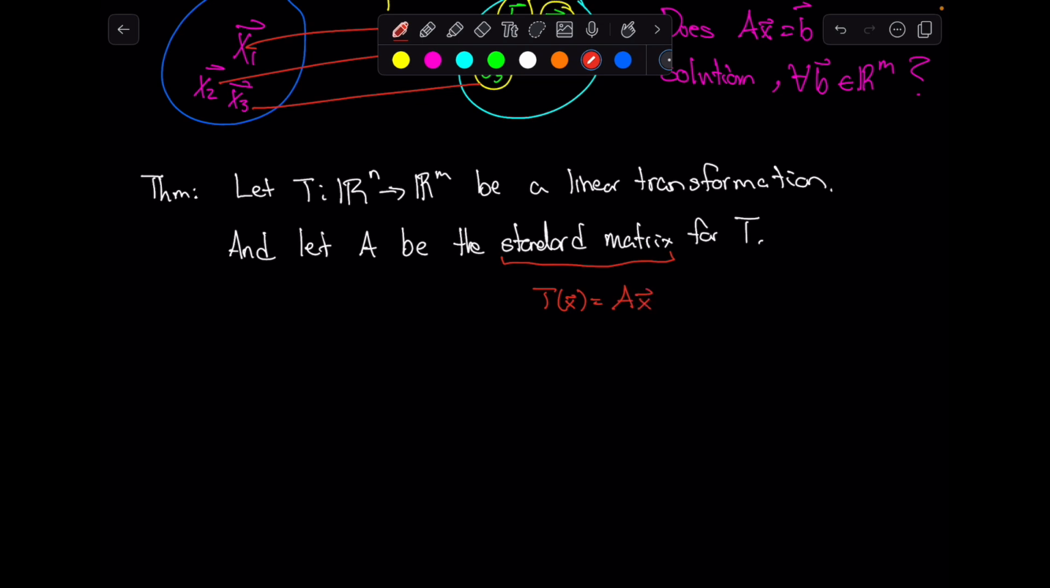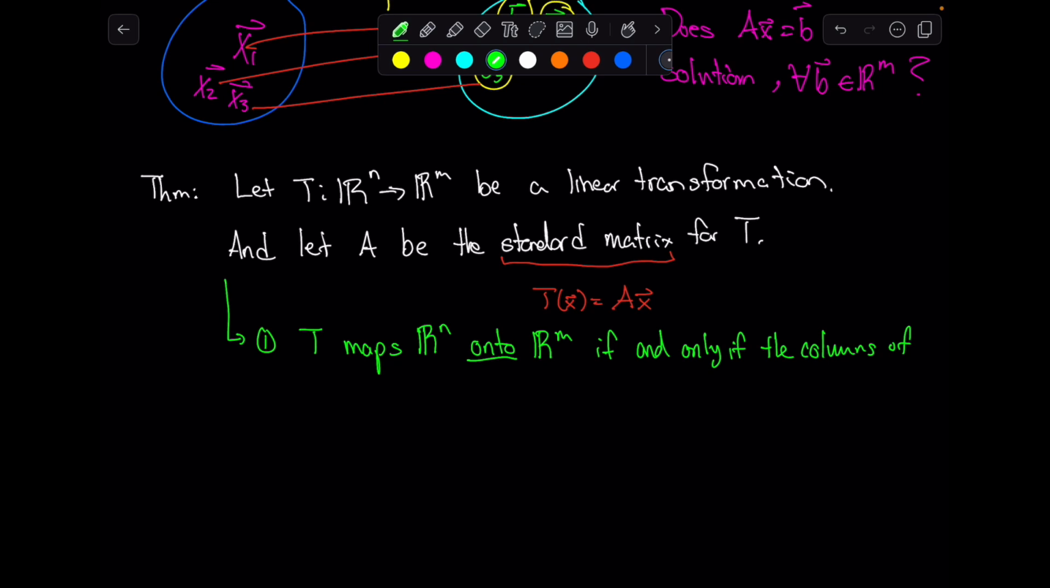So we have a linear transformation, we have some matrix. And I'm going to list two little kind of fun details that we get. All right, so number one. T maps Rn onto Rm if and only if the columns of A span Rm. This one should make the absolute most sense.